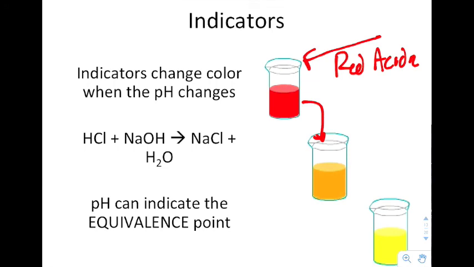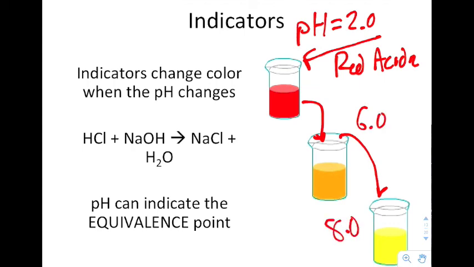Each indicator has a different range for these. Some indicators will only change color once, while others will change color multiple times. So you have to be very selective in which indicator you're going to use when you're examining different acids and bases. So, the next one, you have a color change that's right here. For example, this pH could be like 2, and this pH could be 6, and this pH right here could be 8. Those things are what you're generally looking for. Now, a color change can indicate an equivalence point if you select the right indicator.